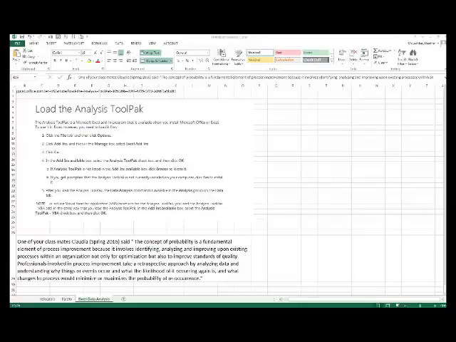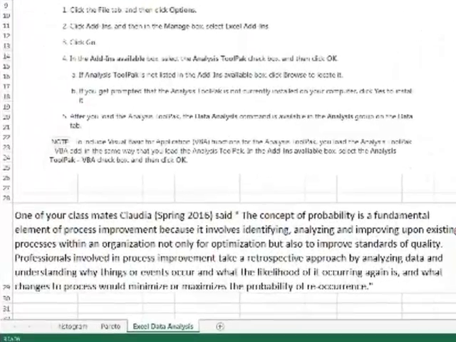Hello. A couple discussions ago, we talked about probability, what probability means for process improvement. Really liked what your classmate Claudia said. She said the concept of probability is a fundamental element of process improvement because it involves identifying, analyzing, improving upon existing processes within an organization, not only for optimization, but to improve the standards of quality.